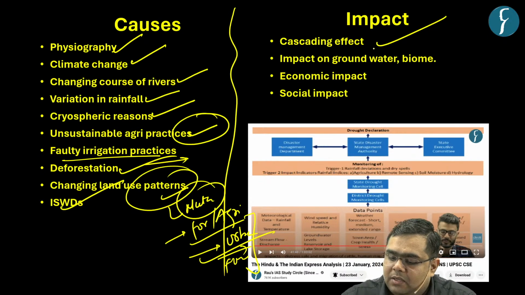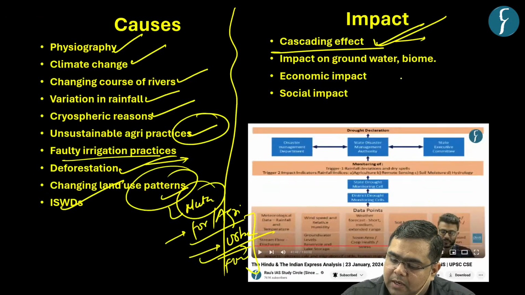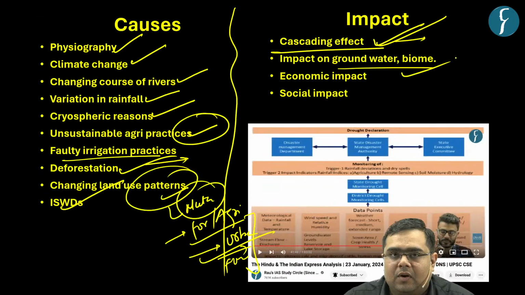What are the impacts? It has a cascading impact. Again, it starts with meteorology, right, and it ends at socio-economic impact, impact on groundwater, and overall impact on the biome. Then there is an obvious economic impact, and ultimately it leads to social impact. Social impact in terms of farm distress, social unrest, social protest, and even it becomes a political agenda.